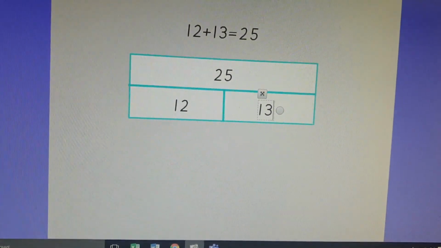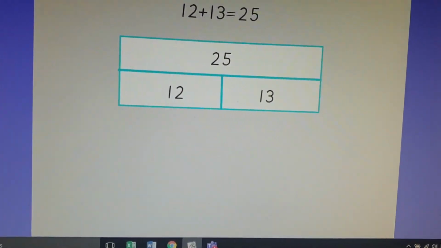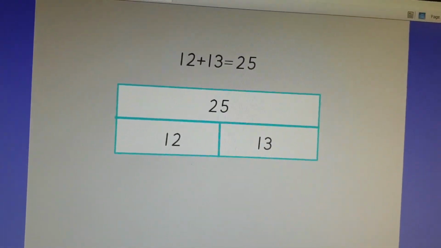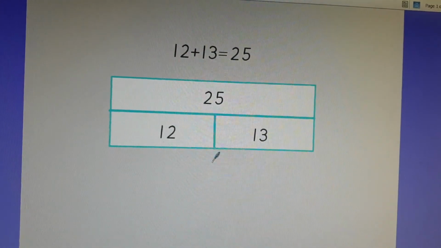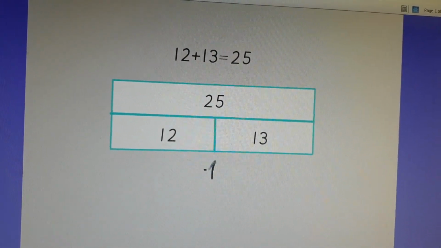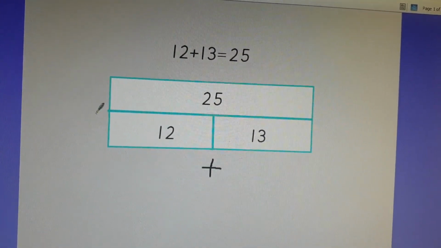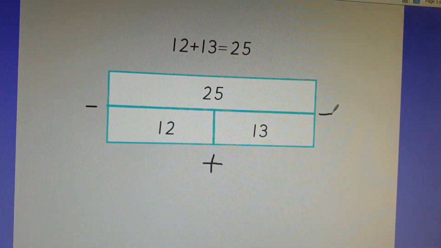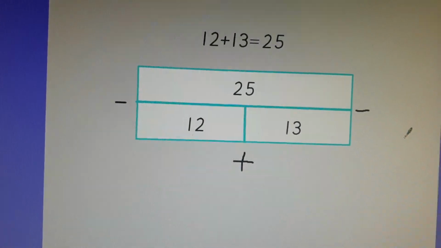The next really important part is putting the signs on my bar. The signs always go in the same place. So on the bar model, the add sign goes at the bottom. The takeaway signs go at the side. So those are the numbers in my bar model.